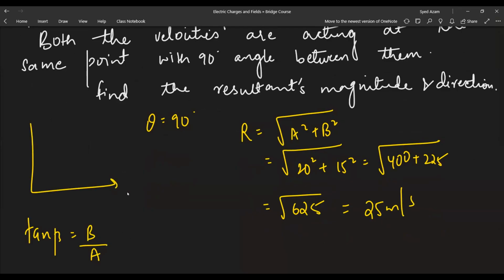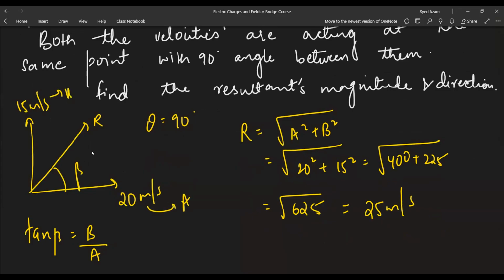Similarly, tan beta will be b by a. Let's say this is 20 meter per second, this is 15 meter per second, and this is the resultant. Let's say this is beta. So this becomes a, this becomes b. Why b by a? Because sine 90 is 1 and cos 90 is 0, so that term will not be present. So it will be 15 by 20, that is 3 by 4. Clear?